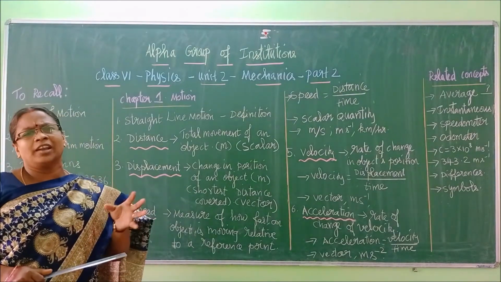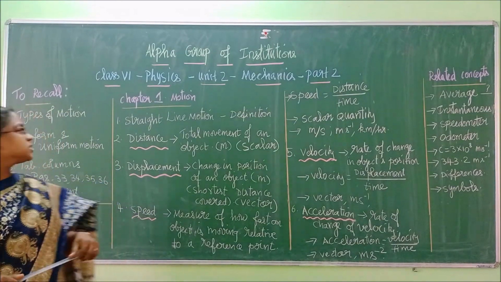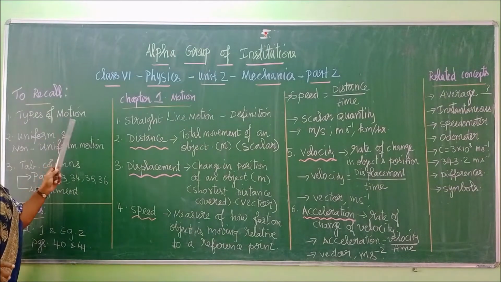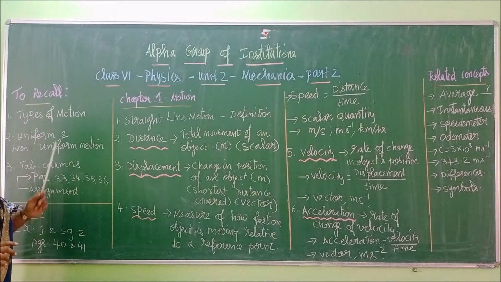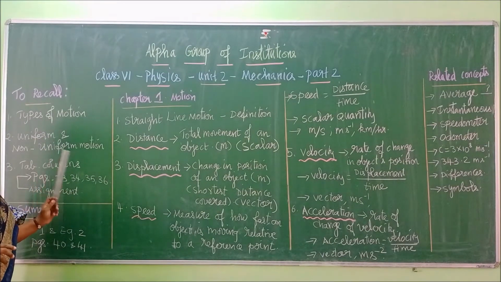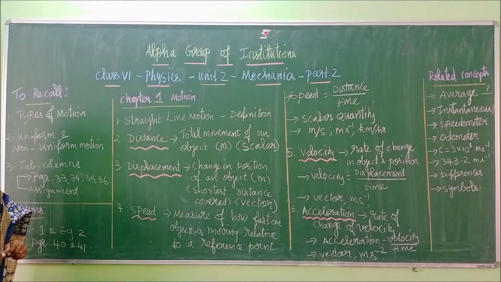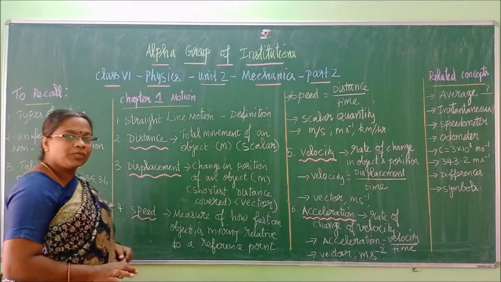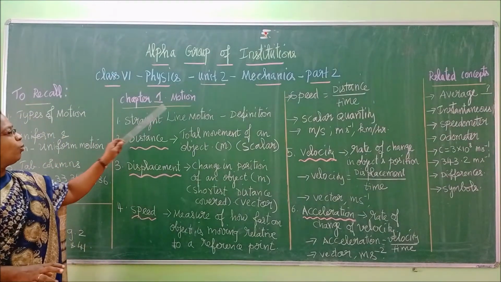We just have to identify what type of motion it is based on the flow chart given, and to identify uniform motion and non-uniform motion. So that is your assignment, children. Kindly do it. And then we have some sums. I will come to this afterwards. Right? Now chapter 1 is motion.